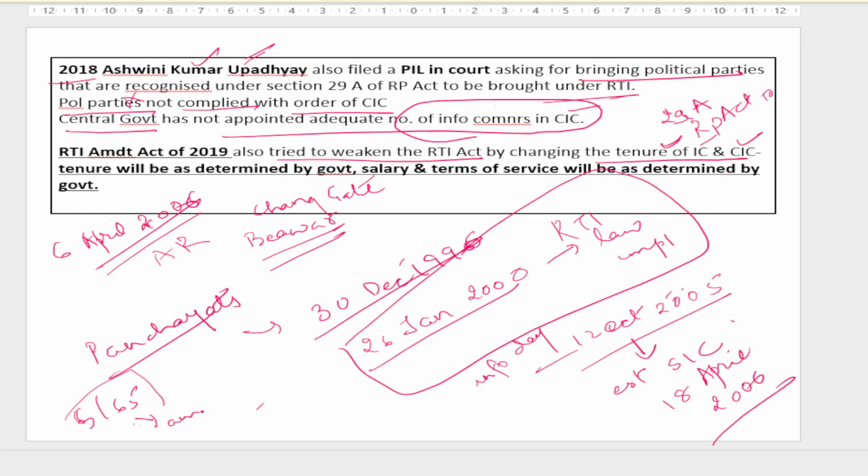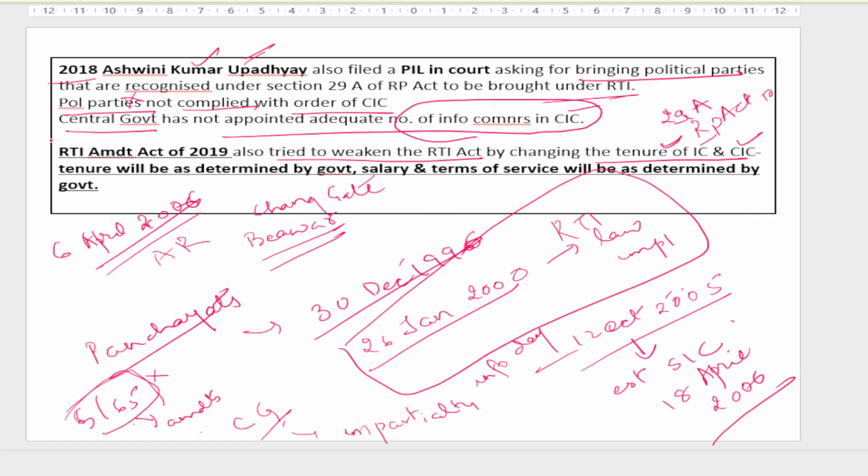But after the amendments to the RTI Act, the new tenure is to be determined by the central government. So the central government is controlling the tenure and service conditions of the information commissioners. In this way, by controlling the tenure and service conditions, the central government is indirectly controlling the functioning of the information commissions. This is going to adversely affect the impartiality of these information commissions.